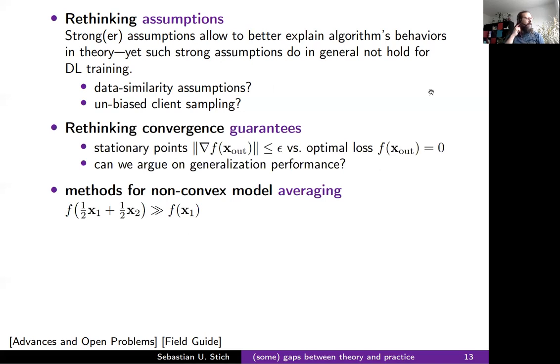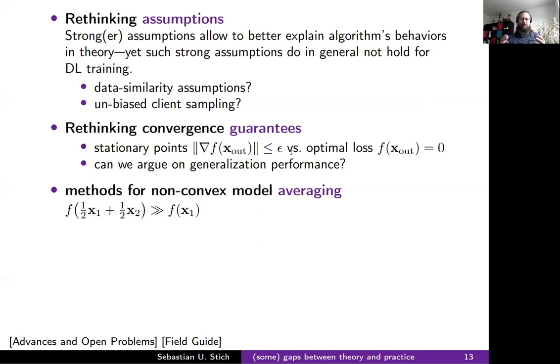There are also these convergence guarantees that we establish. They're just proving that the algorithm converges to a stationary point. So we cannot really compare the algorithms only by looking at the theoretical results, because these stationary points might be, to some extent, useless for our machine learning objective. So we do not know if we generalize well at this particular stationary point or not.